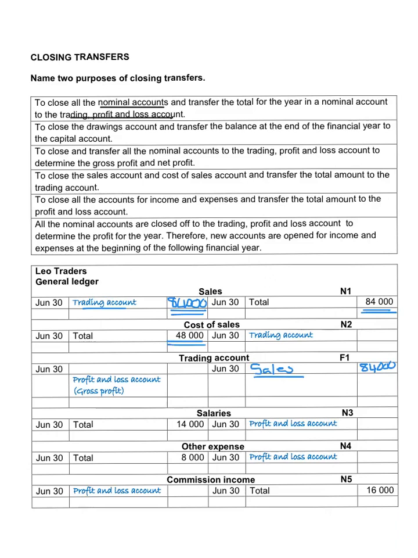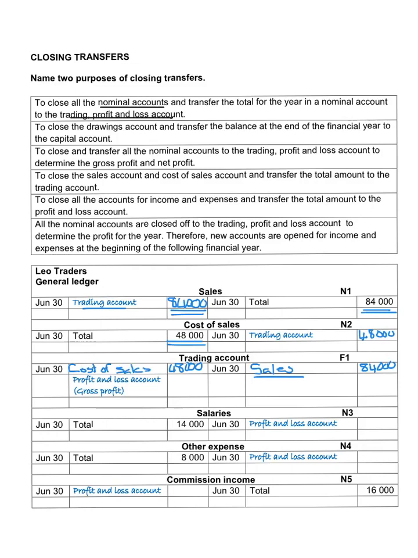The cost of sales is an expense that will have a debit balance of 48,000. To close this account, we will credit the cost of sales account with 48,000 and we will debit the trading account with 48,000. We will use the word cost of sales to indicate that this double entry was completed in the cost of sales account.